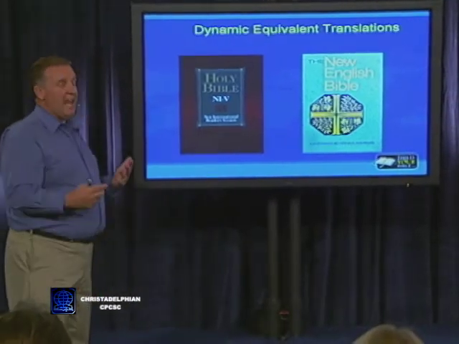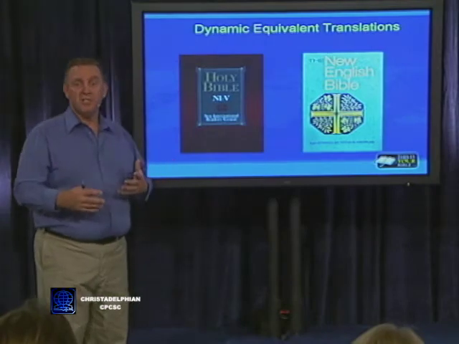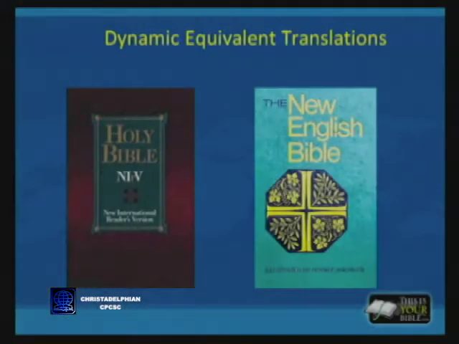Let's take a look at some dynamic equivalent translations. These are probably the ones that you're most familiar with. The NIV, the New International Version, is the best-selling Bible of our day. So in 2008, 2009, 2010, whatever year, the NIV is the most widely sold version of the Bible. There's also the New English Bible. Dynamic translations are nice because they try to maintain the accuracy of the history and the characters, but they try to present the words in a form that we're familiar with, a form that we're more comfortable with.